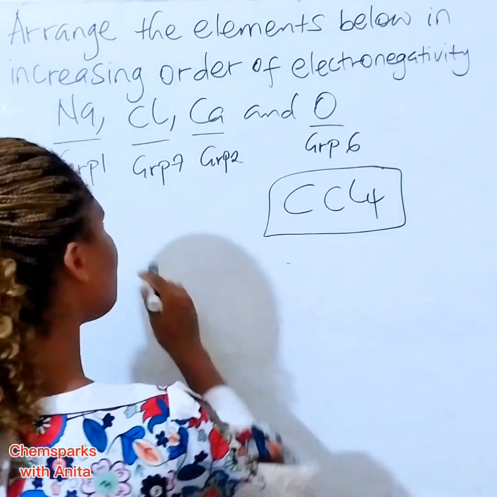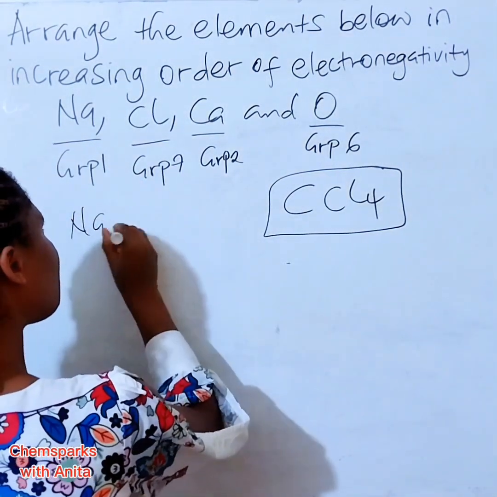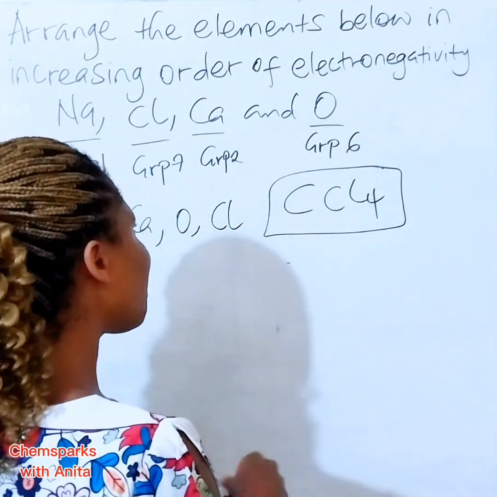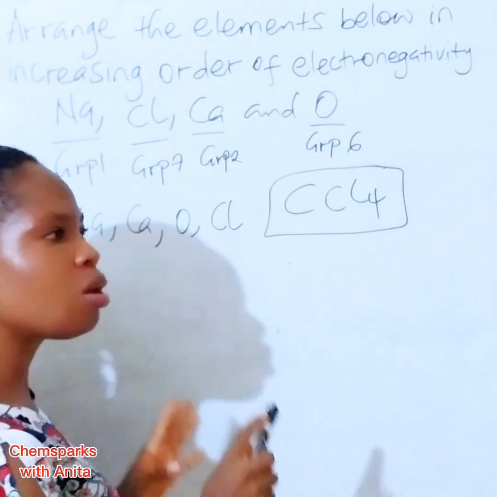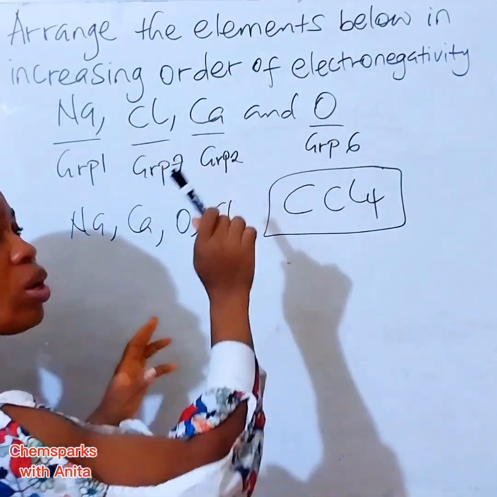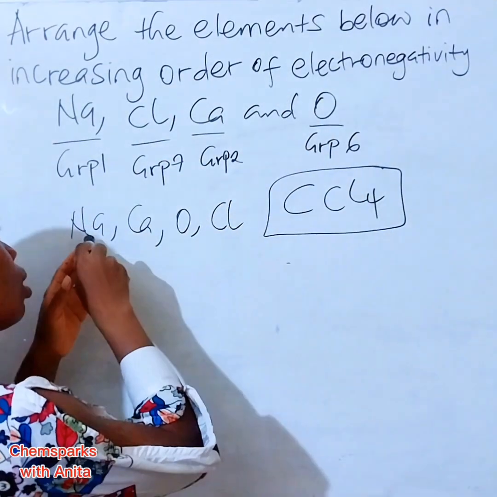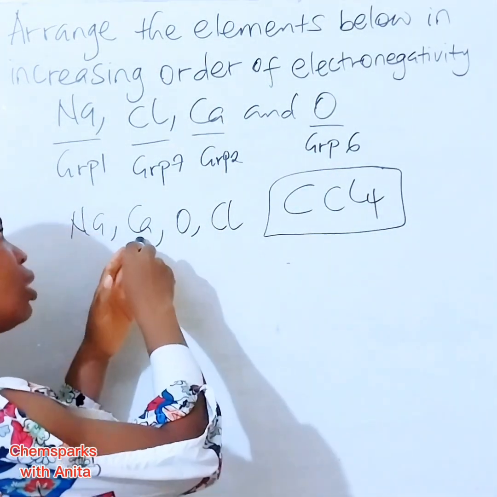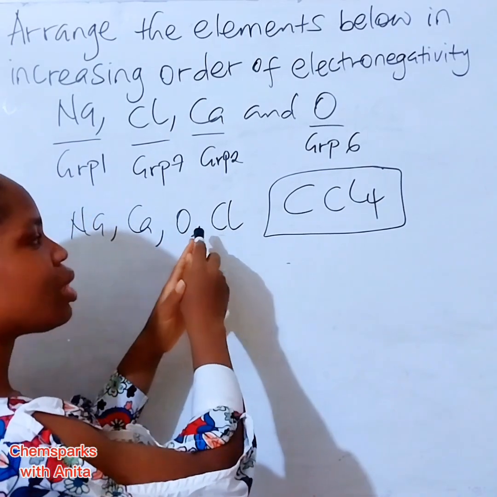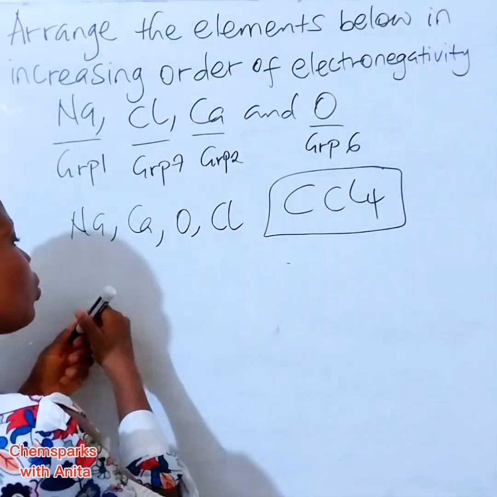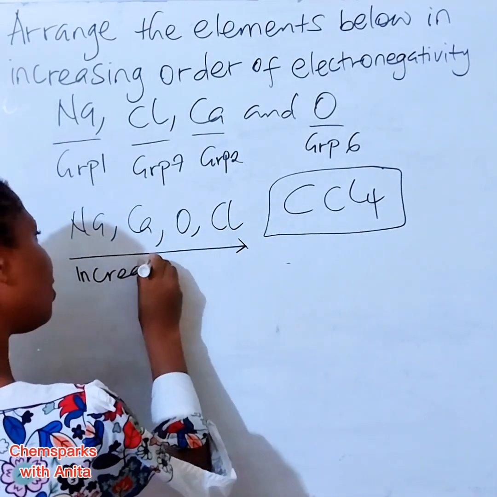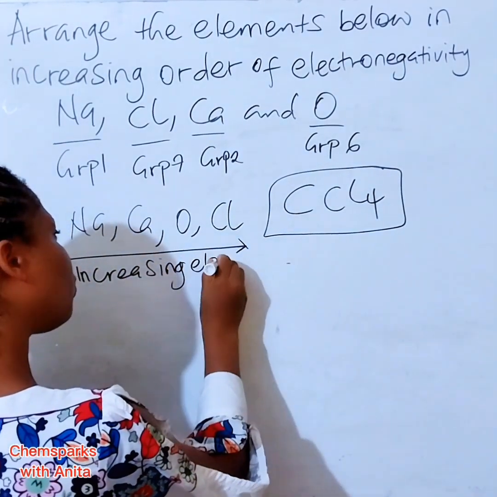And if that is so, we have sodium comes first, followed by what? Calcium, followed by oxygen, and then chlorine. Okay, so now let's see if this is increasing order of electronegativity. Remember, this is moving across the period, and then we are asked to arrange the elements in order of increasing what? Electronegativity. Sodium is less electronegative than calcium. Calcium is less electronegative than oxygen. Oxygen is less electronegative than what? Chlorine. So we are going to now draw our arrow this way, and then we'll write increasing electronegativity.